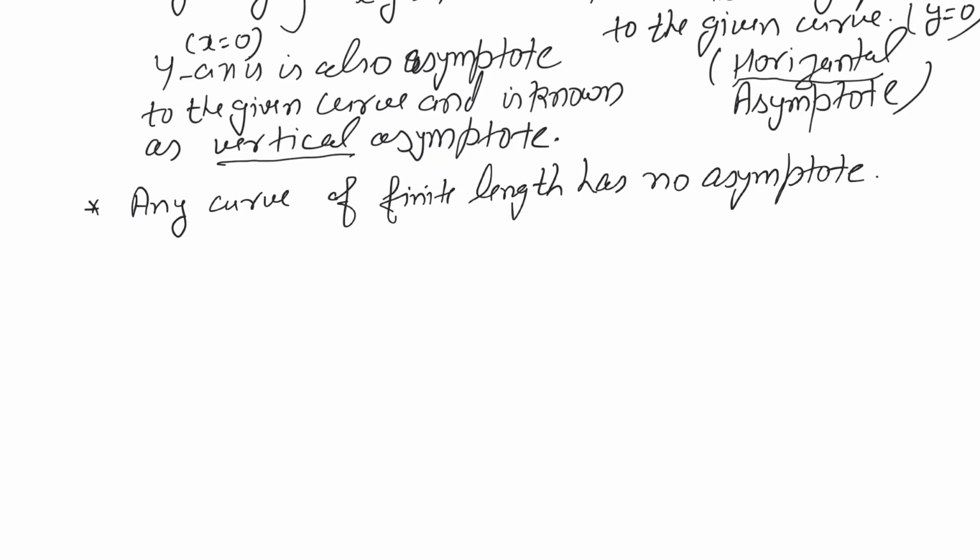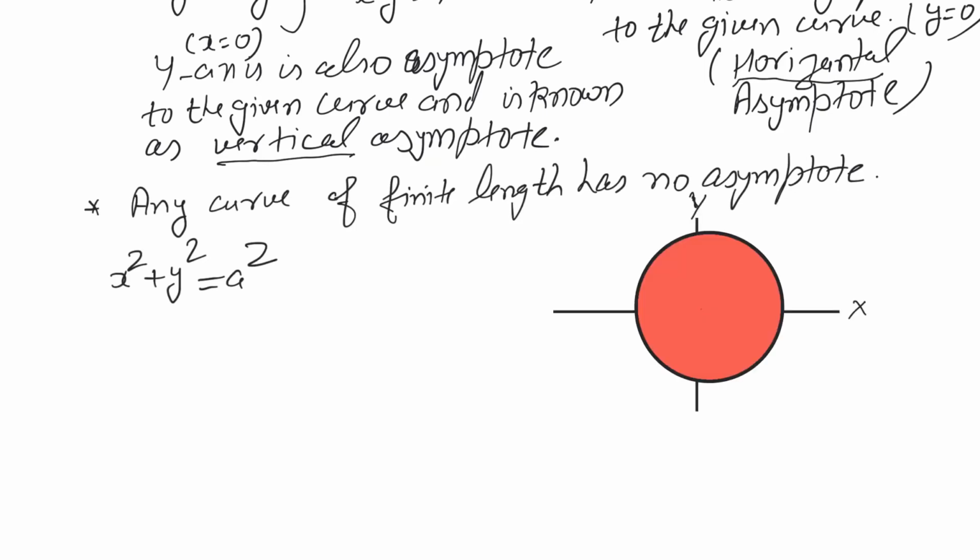So this property of an asymptote, that it will have infinite length, has given us an important result that any curve of finite length has no asymptote. So for an example, let us take the curve x square plus y square is equal to a square, which is a circle centered at origin and having radius equal to a. Its figure is this one, which is centered at origin and having radius a.